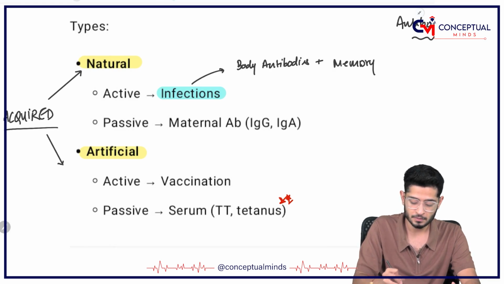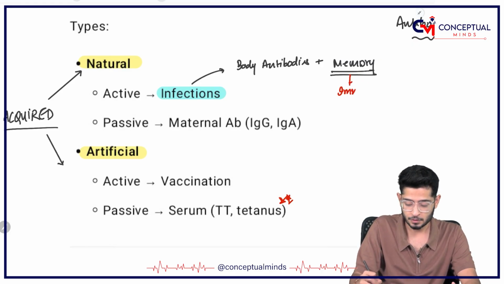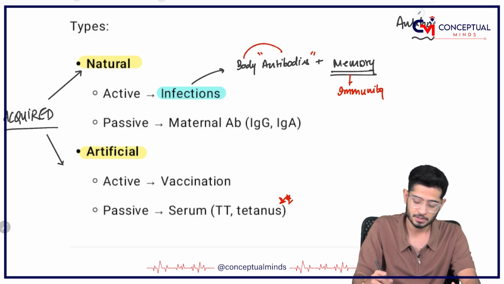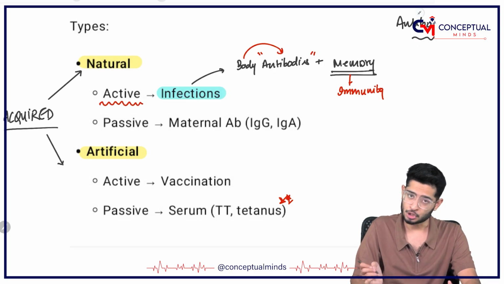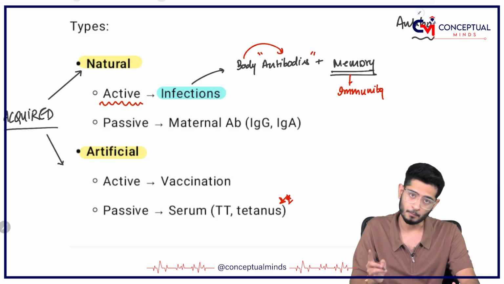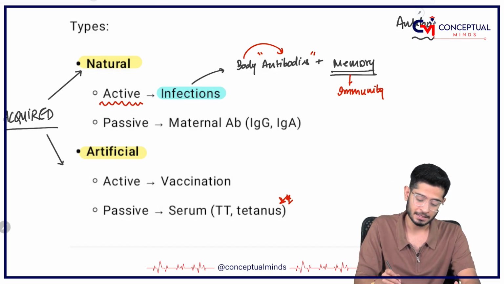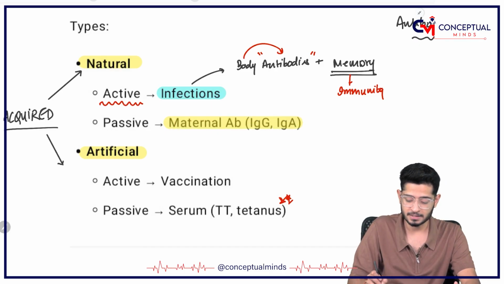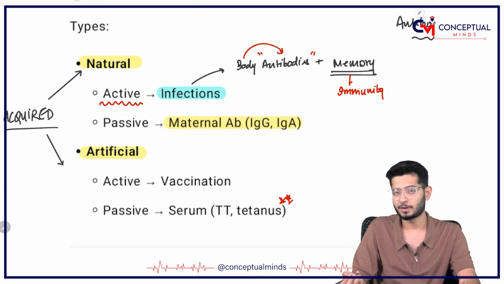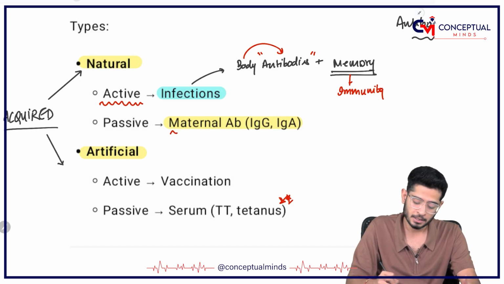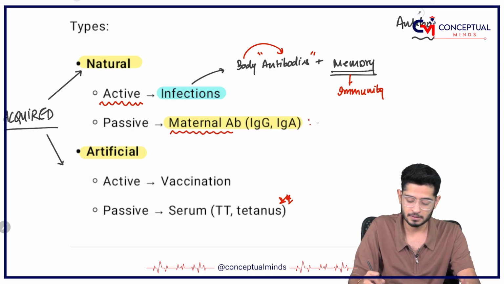Now once the memory is created, it is itself a form of immunity. You didn't give the antibodies from outside, antibodies were generated by the body. That's why it is called active. That means you are not passively spoon feeding, the body is going to make the antibodies, whereas maternal antibodies are themselves the antibodies, like IgG and IgA, to fight against the infection. But maternal antibodies are also acquired by the fetus by the natural route, my dear friends.